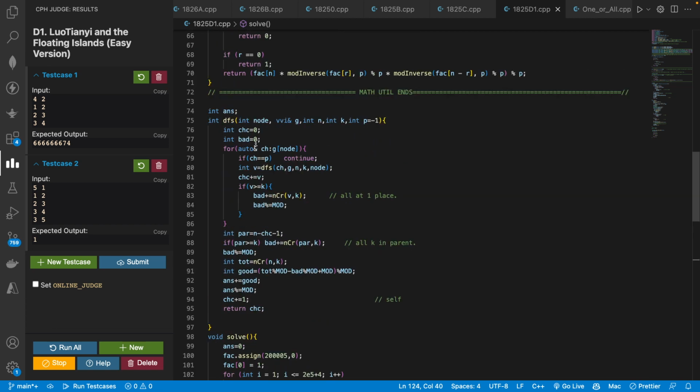Now this DFS traversal is a basic DFS traversal, right? So it will just get me the count of the number of children in a particular subtree, right? So it will check for the subtree that is starting at the root ch, right? And then it will say that if your v is greater than or equal to k, meaning your subtree has greater than or equal to k nodes, or greater than or equal to 2 nodes, only in that case can you have both the colored nodes in that particular subtree, right? In that case, your bad count increases by n into n minus 1 by 2 or ncr v comma k.